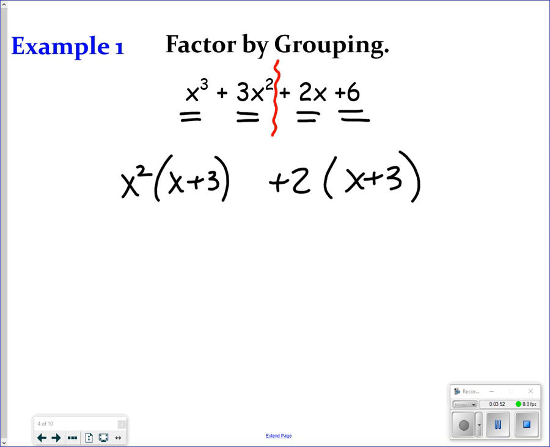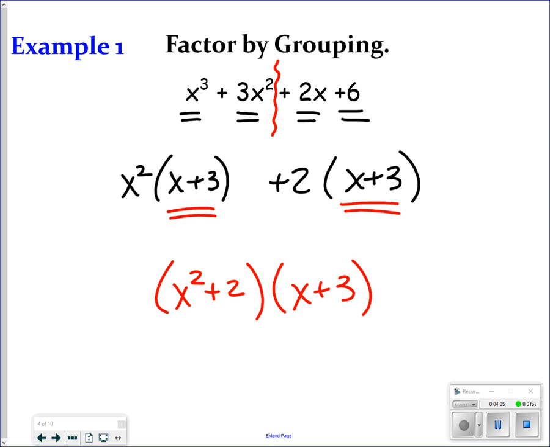Now comes the grouping. Anytime you have the exact same parenthesis in both of these, you can group what's in front as one parenthesis and keep what's the same as the other. There's some mathematics behind that, and I'm going to show that to you, but this is factor by grouping. I see 4 terms. I did the GCF of the first 2, the GCF of the second 2, and then because the parentheses were the same, I can group the GCFs and group what's the same.